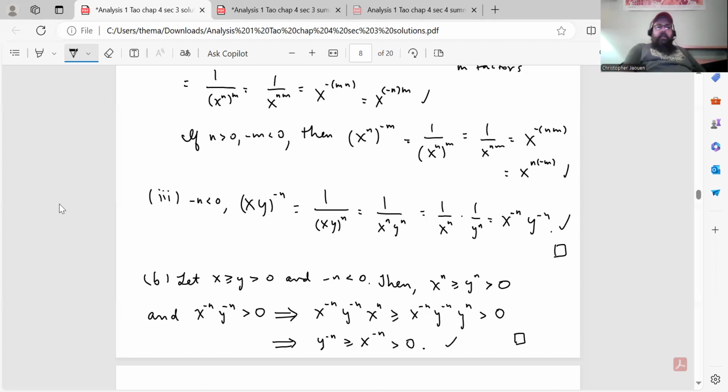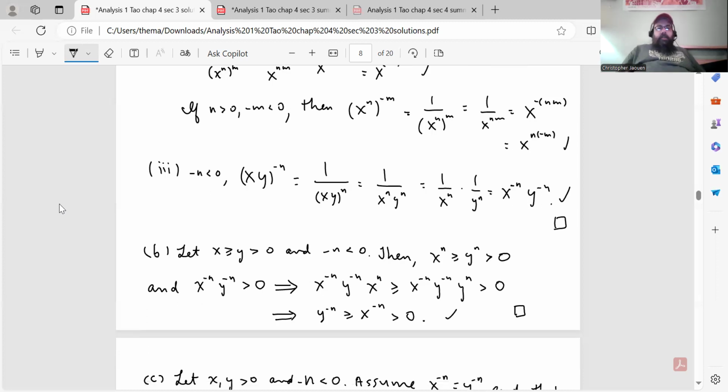Finally, for part 3, here we want to show that xy to the n power is x to the n times y to the n for integers. So here assume that negative n is less than 0, and consider xy to the minus n. That's equal to 1 over xy to the n by the definition, equals 1 over x to the n times y to the n by the previous proposition, which is 1 over x to the n times 1 over y to the n, which is x to the minus n times y to the minus n. And that proves that part.